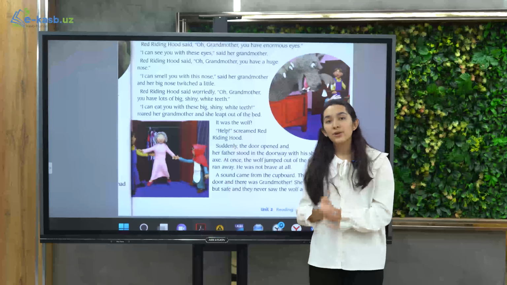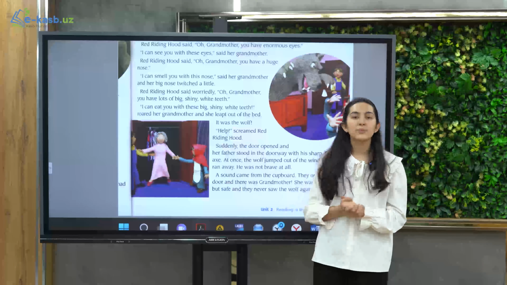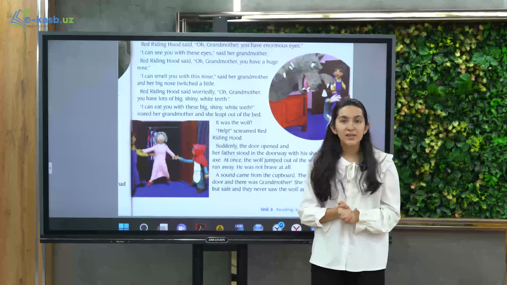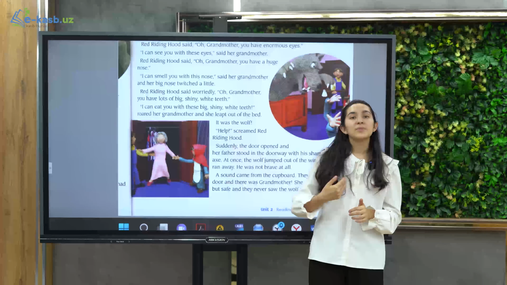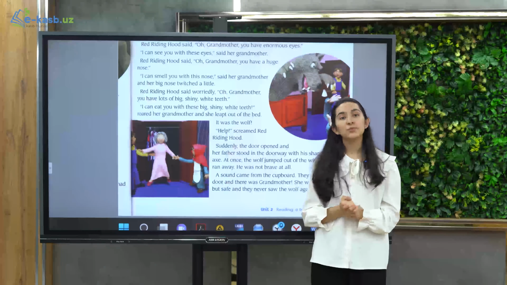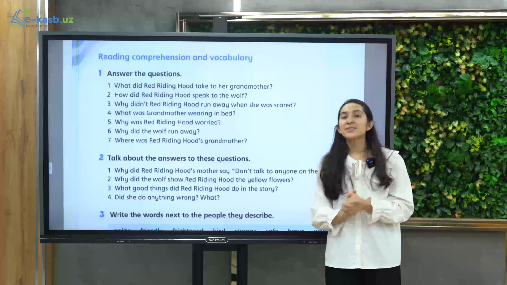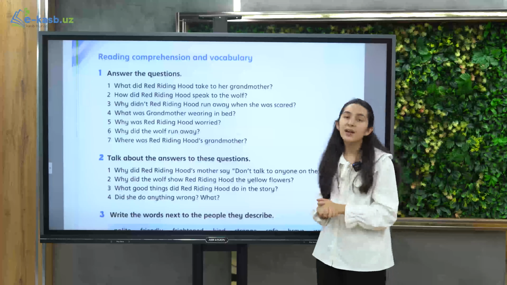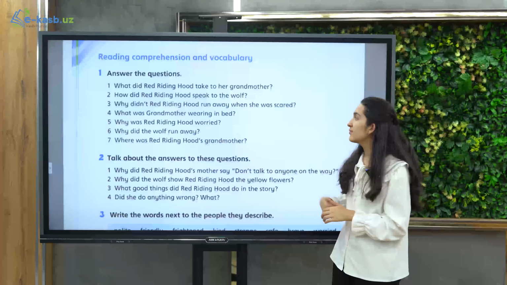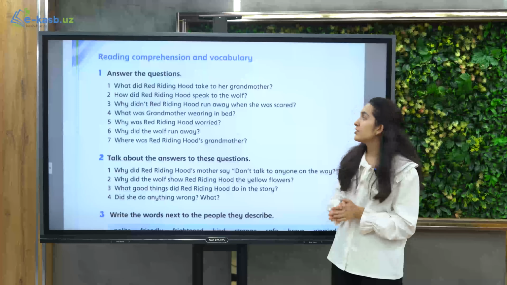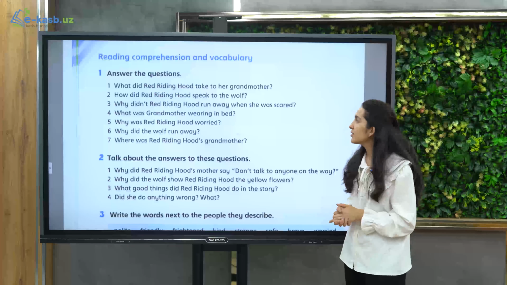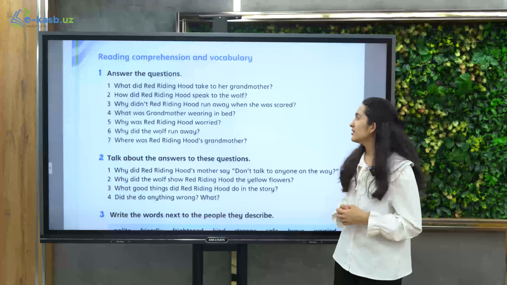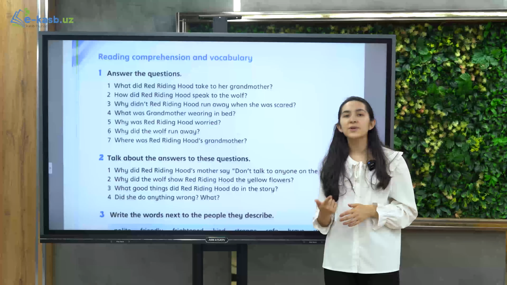However, the wolf wasn't as brave as Red Riding Hood, and he got very frightened, terrified, and then he just ran away from the window. And in the cupboard, they heard some noise. Their grandmother was sitting there. She was very frightened, but she was safe. The wolf didn't touch her. After this event, they never saw the wolf again.